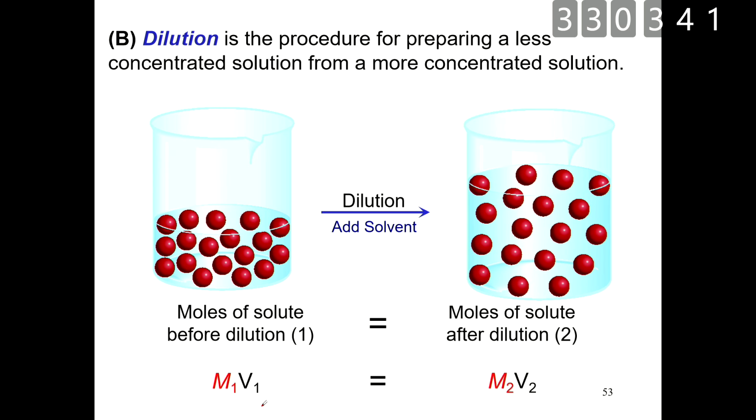In this case, it means we know we have this solution. We need to prepare this solution. We can use it this way. Okay? We have the solution of M1. We need to prepare the solution of M2. We can just use it this way to prepare the solution of M2.